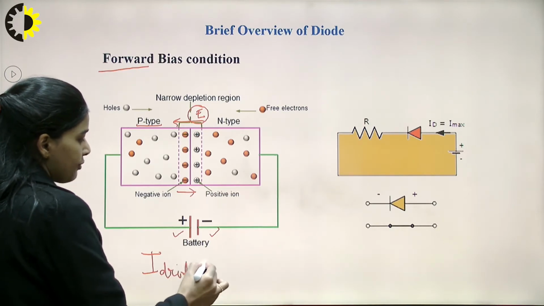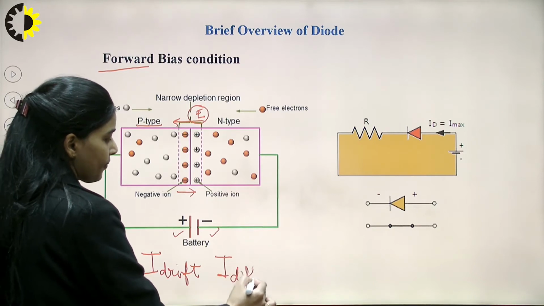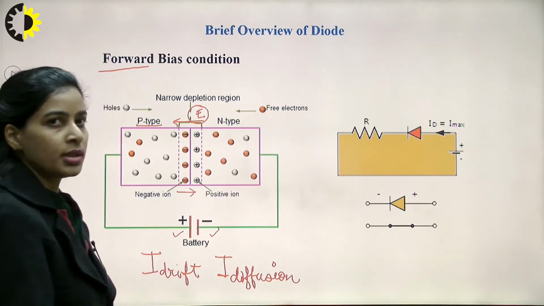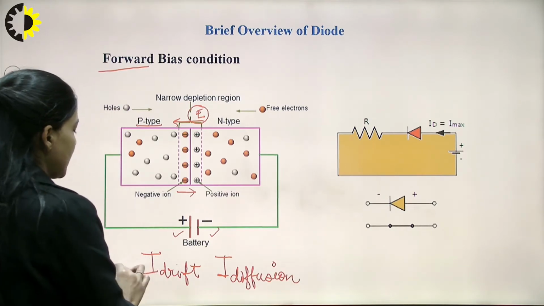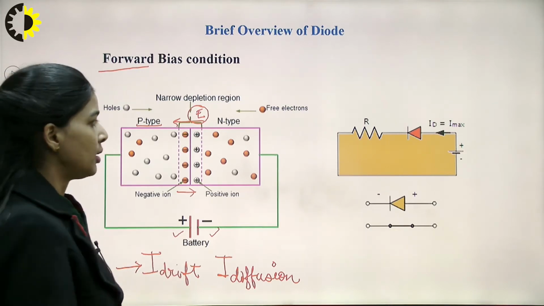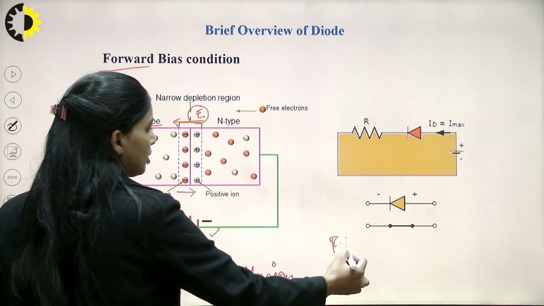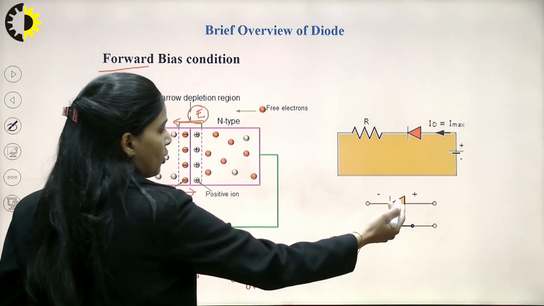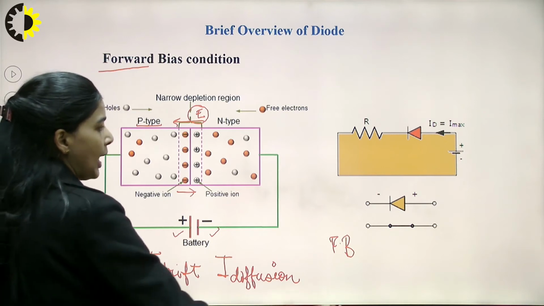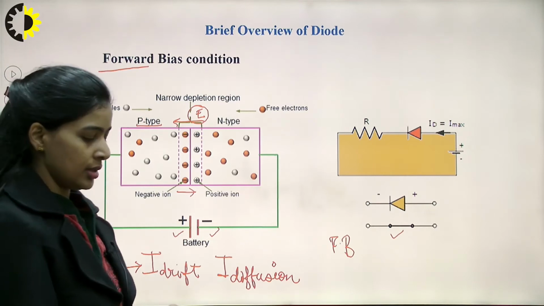So now we have two types of current with this diode. One was the diffusion current, that was due to the flow of charge carriers due to concentration gradient, and the drift current that flows due to the effect of electric field. This diagram is showing the forward biasing of the diode. If a diode is connected in forward bias, it allows flow of current, and we can consider it as a closed switch.